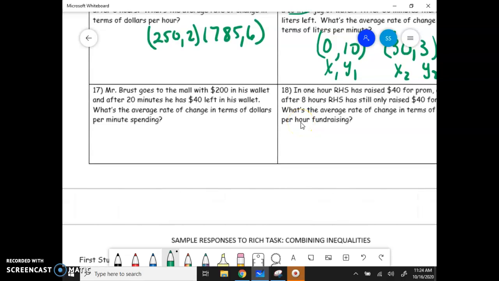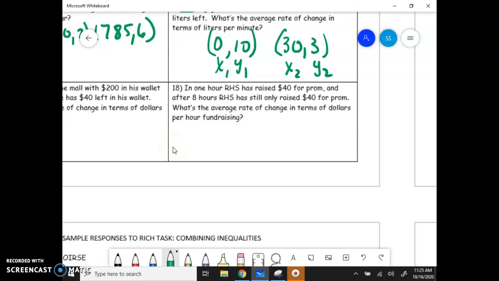Again, we have Mr. Brest goes to the mall with $200 in his pocket. After 20 minutes, he has $40 left. Okay, so let's see, what is the rate of change in terms of dollars per minute spending? Again, so when he first entered the mall, no minutes have passed, right? So that should help you with your first point there.